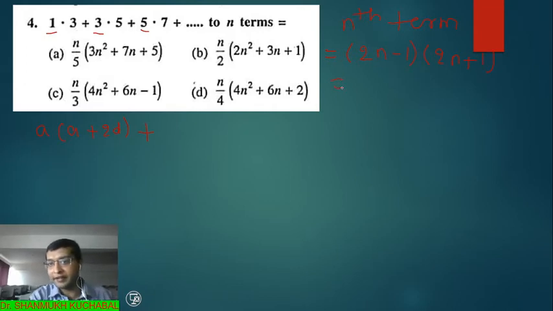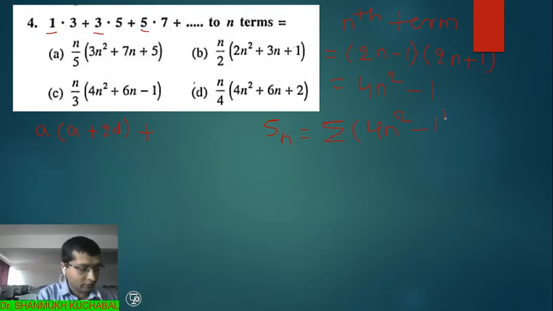If you simplify this, this is of the form (a minus b) into (a plus b), which is a square minus b square. So we get 4n square minus 1. Further, we need to find the sum. So I take Sn equal to summation of 4n square minus 1.